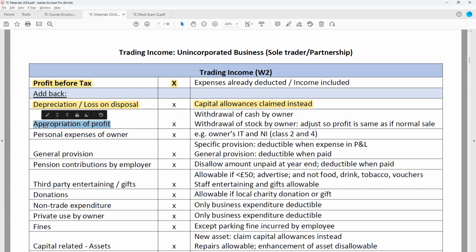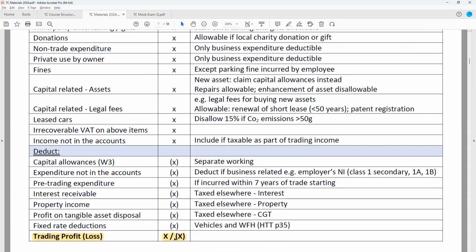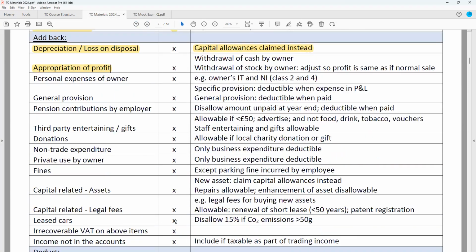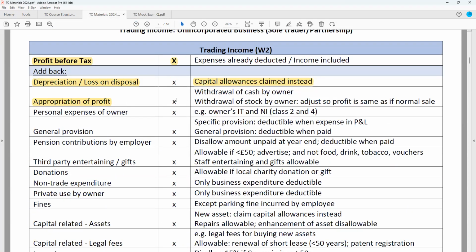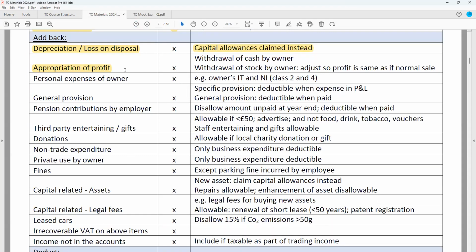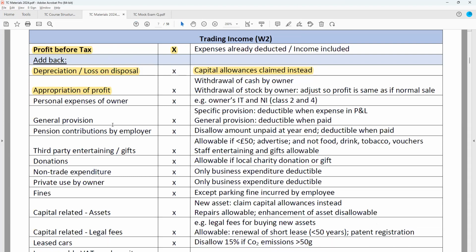You can't deduct an appropriation of profit because we're taxing the business owner on the profit that they've made. So this is what we're calculating the tax on. They're being taxed on the trading income, the profits of the business. So obviously you couldn't deduct an amount for paying a salary to them. That's illogical. So you can just go through and firstly understand all of the rules.